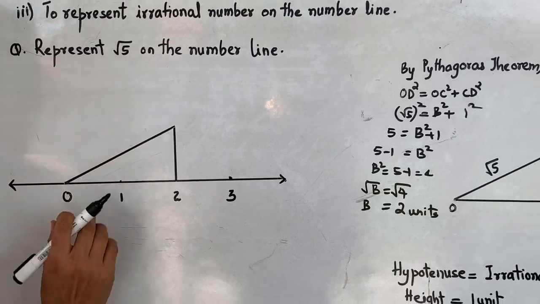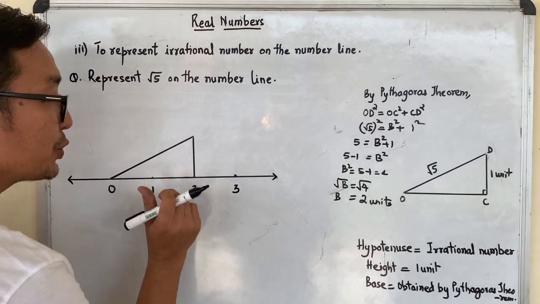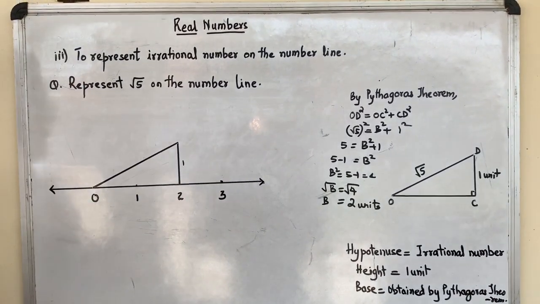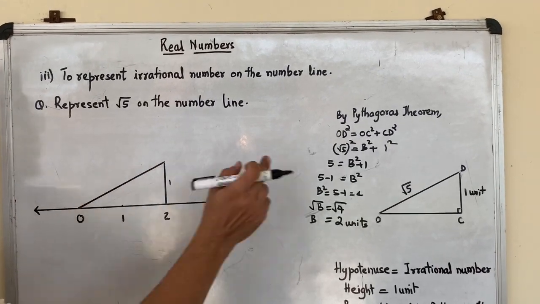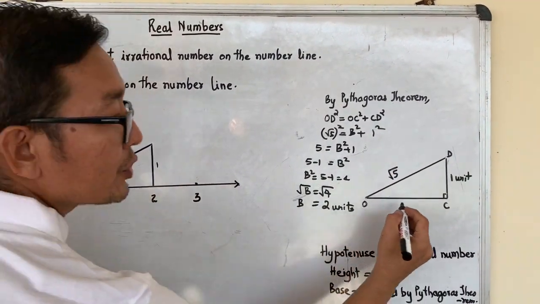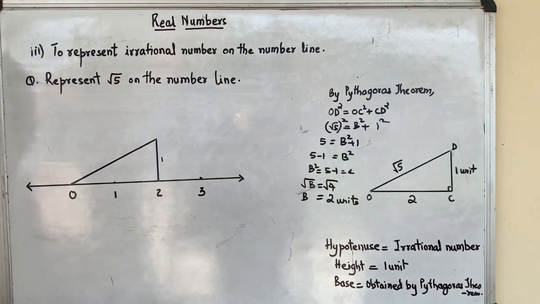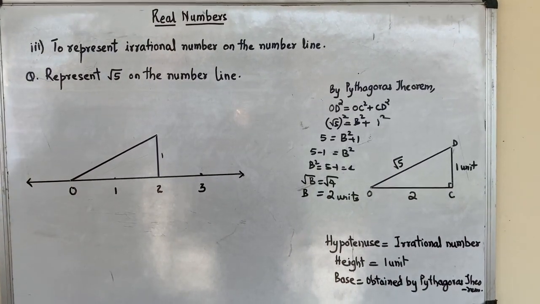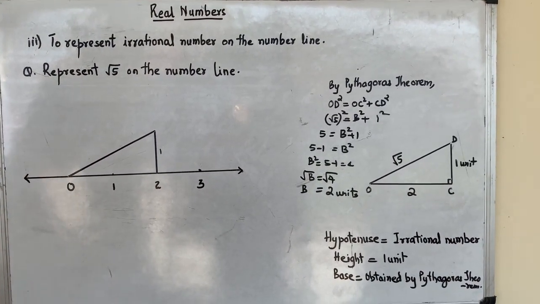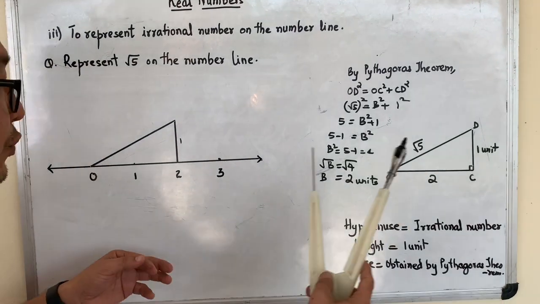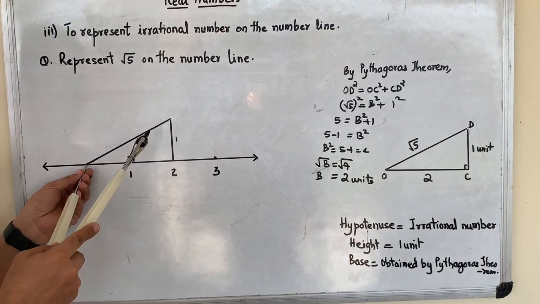So this is the example: the base is 2 units and the height is 1 unit. So the hypotenuse gives root 5. The base is 2, the height is 1 unit, and the hypotenuse becomes root 5. So root 5 is the measure we need.